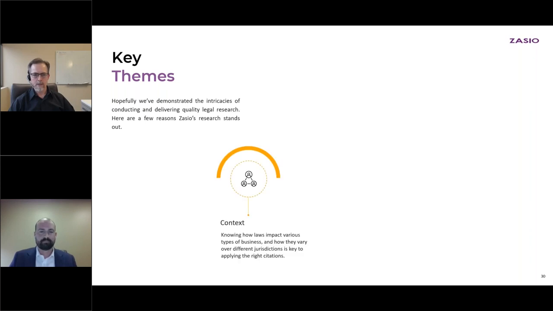Some of those that came out in these slides is the context. You have to know the business context of the rules that you're dealing with. It's not black and white. You have to interpret how that's going to apply and what impact that might have on the records that you're going to apply those citations to.